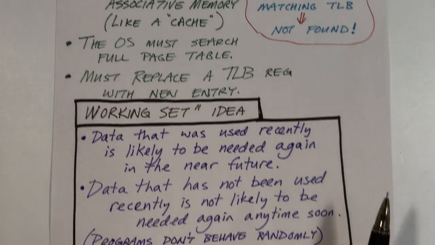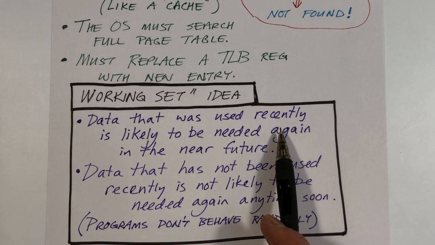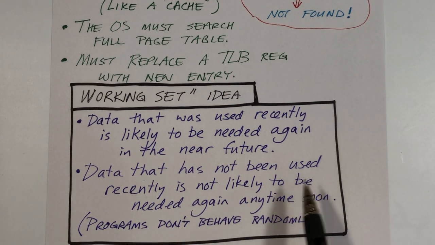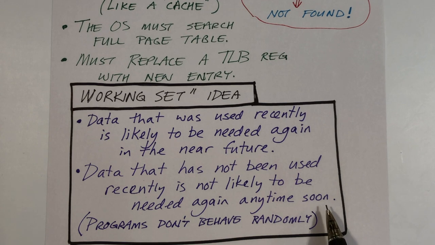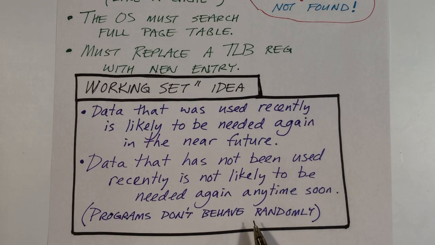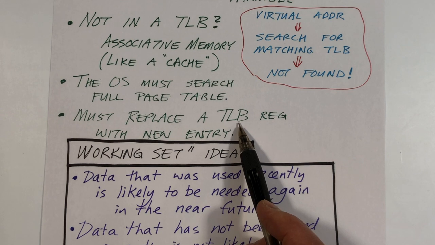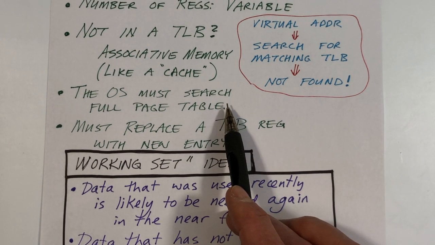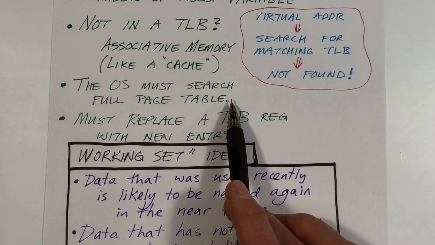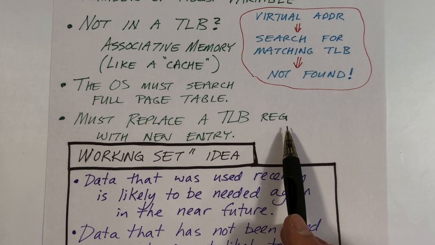This kind of goes back to the idea of the working set. Remember the main idea with the working set is that data that was used recently is likely to be needed again in the near future, and that data that has not been used recently is not likely to be needed again anytime soon. Programs do not behave randomly. They tend to do the same thing over and over again. So most likely we'll have the entry we need in one of the TLB registers and there won't be a problem. So most of the time the operating system will not be involved directly, and the access to memory will happen very quickly. So we would like to have that situation as often as possible, and the more we have to go into the operating system and mess with the TLB registers, the slower the program will run.